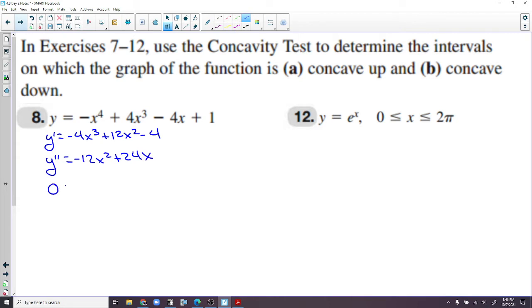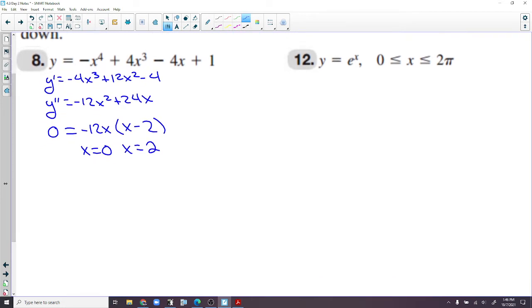And we're going to set the second derivative equal to 0. And notice I'm not really considering the domain because this is a polynomial. Nothing strange happens with polynomials. I can take out a negative 12x, which is x minus 2. So x equals 0 and x equals 2 are really possible points of inflection. Not necessarily, but it's possible. But that's where concavity changes, is where the second derivative is 0. So 0 and 2.